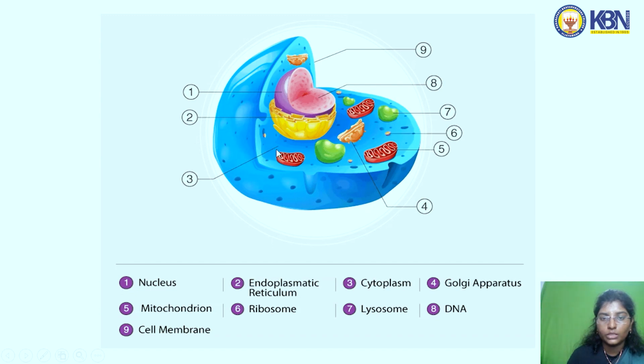The blue part, all over the blue part, is called cytoplasm. On the cytoplasm we can observe the cell organelles. These are the cell membrane bound organelles. Next, this is the fourth one.